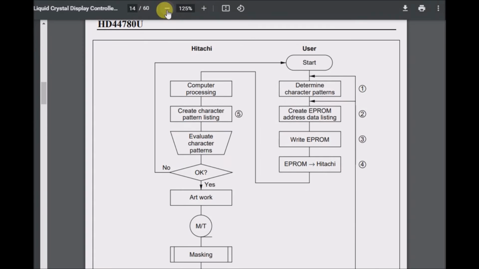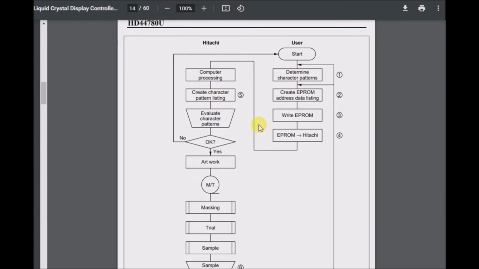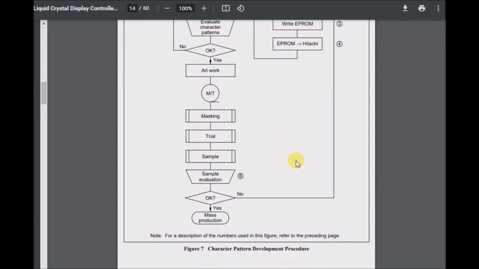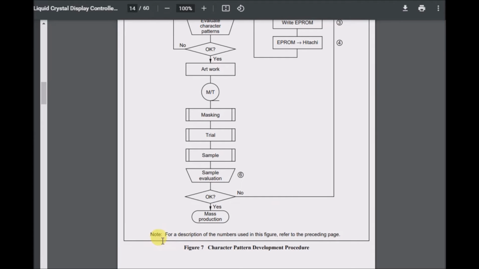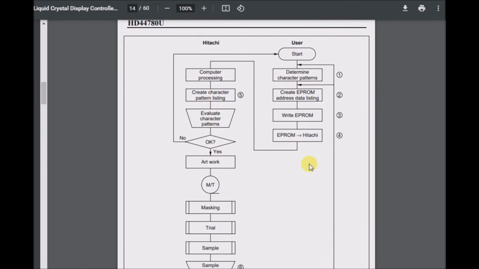I'll try and zoom out. So here's a flow chart. Note, for a description of the numbers used in this figure, refer to the preceding page. So I guess I'll start at the user. User start. Determine character patterns. Create EEPROM address data listing. Write EEPROM to Hitachi. 1, 2, 3, 4.